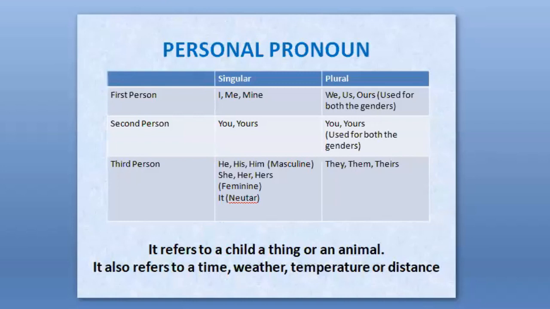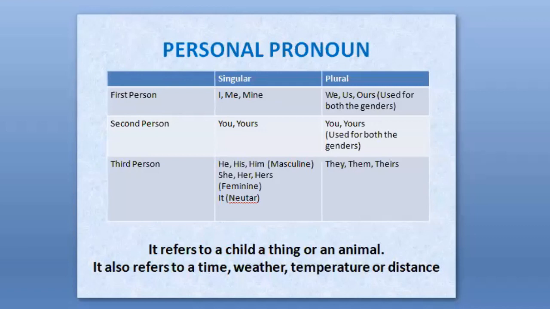The third person is he, his, him, used for masculine, that is for male, for boys. She, her, hers is for feminine, that is for female. For girls we use she. She is a beautiful girl. She is a smart girl. He is a smart boy. So he is used for boys, and she, her and hers are used for girls. And children, it. As we studied earlier, it is a neuter gender. When the gender is not confirmed, when we don't know the gender, we use it.